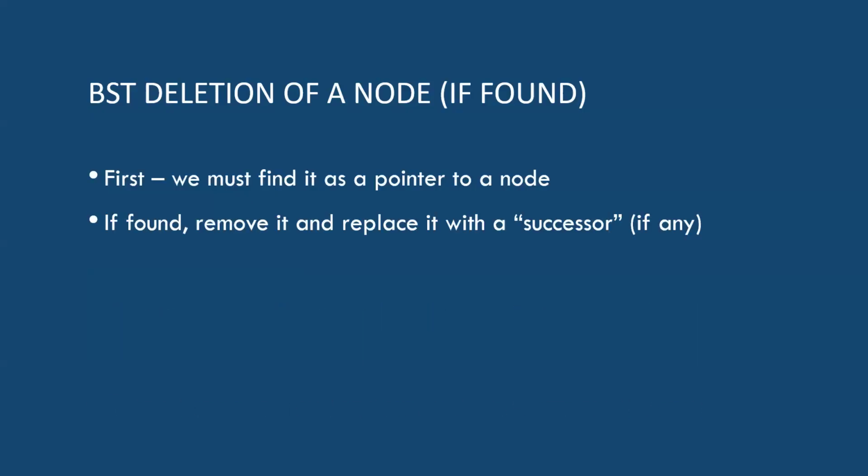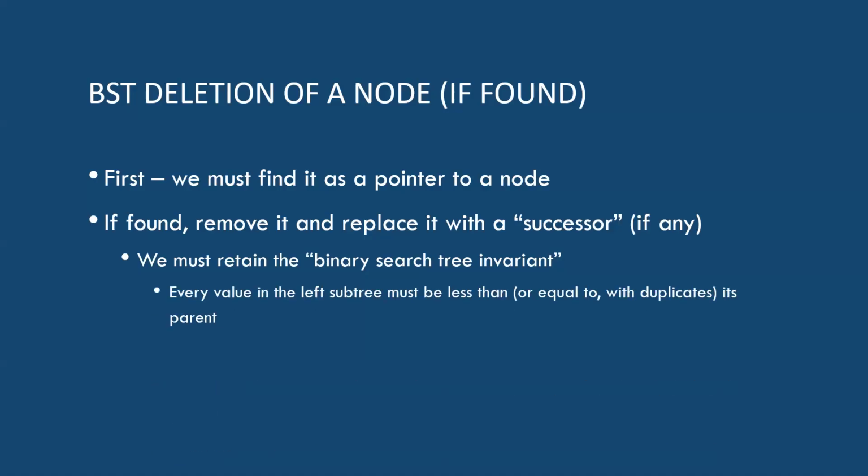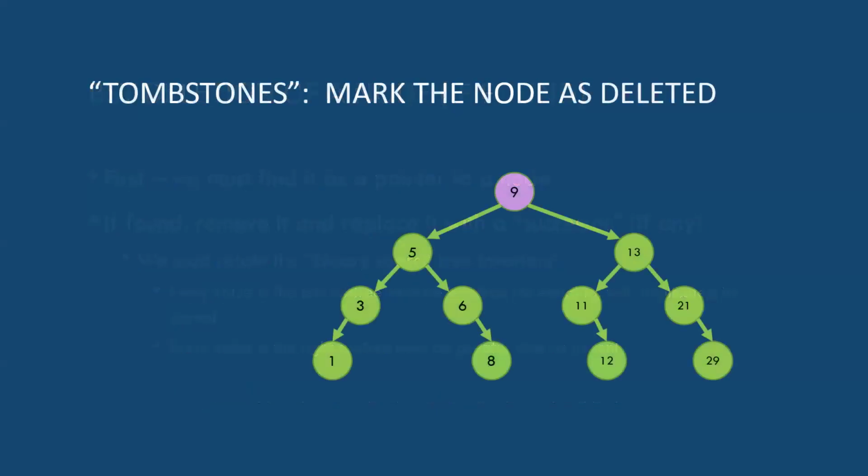If we find it, we want to remove it and replace it with what we call a successor, if there is a successor. A successor can be defined in one of two ways. We'll show you here in just a moment. But above all, we can't break the binary search tree. We have to maintain less than or duplicate nodes on the left and greater than nodes on the right, and every subtree has to maintain that as well. So we don't want to break that.